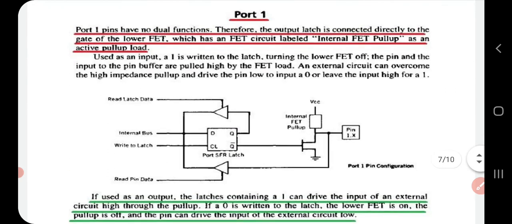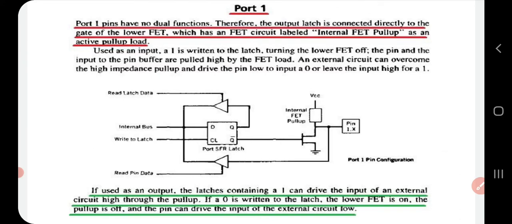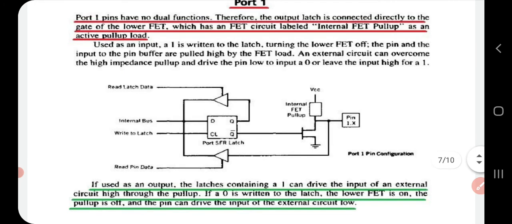Now, port 1 has no dual function, so the output latch is connected directly to the gate of the lower FET, which is labeled as the internal FET pull up. That lower FET is named the internal FET pull up in the case of port 1, and the pin configuration for port 1 is shown here.